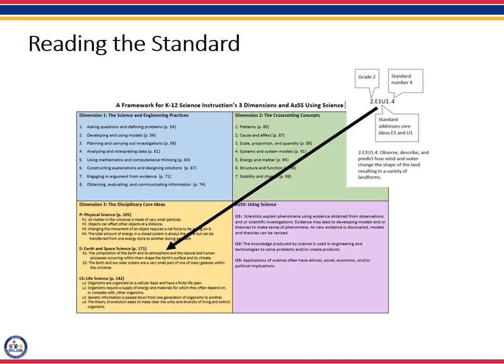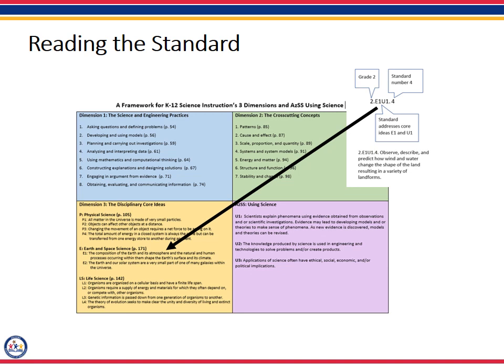This core idea focuses on the composition of the Earth and its atmosphere, and the natural and human processes occurring within them that shape the Earth's surface and its climate. Every standard in the document, kindergarten through 12th grade, that is an E1 connects to this knowing science core idea.